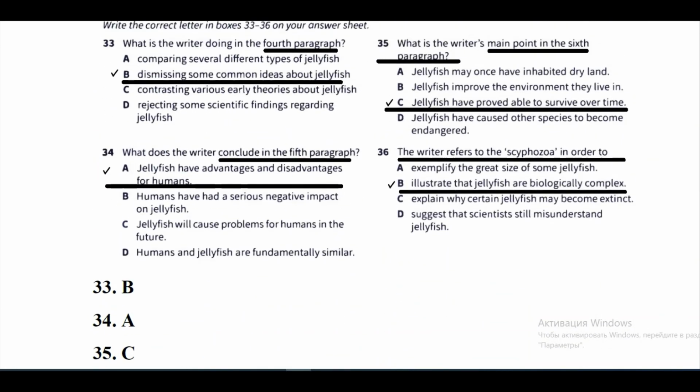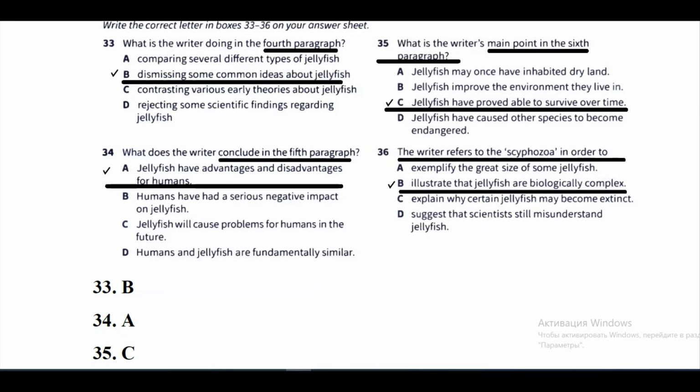So, here it is. A option is wrong as the paragraph is talking about complexity, not size. So not great size. C is wrong because complexity does not imply that jellyfish are threatened. Yes. And D is wrong because scientists do now understand the three life stages of the schizoid.